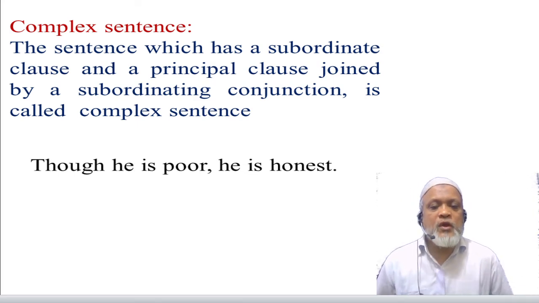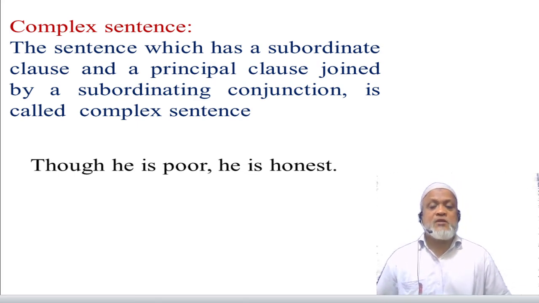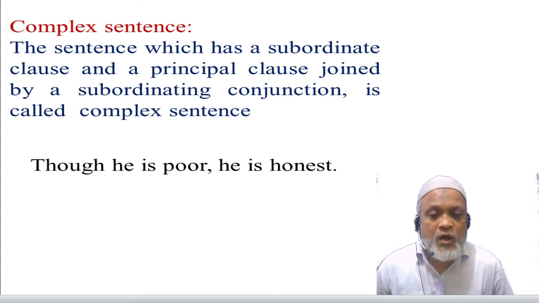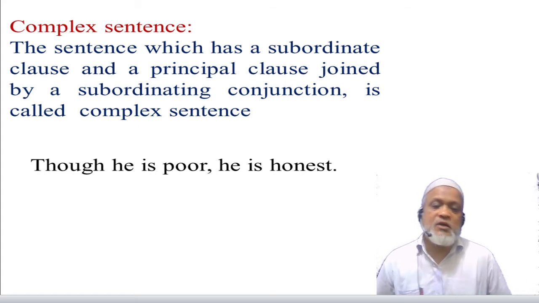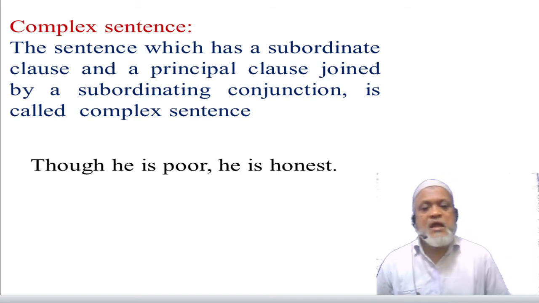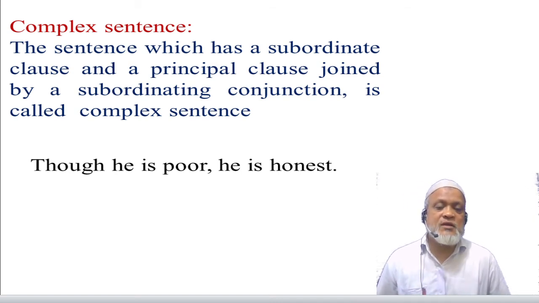Though he is poor, he is honest. Here, though is a conjunction, he is poor is a clause and he is honest is another clause. And though he is poor, this clause is the subordinate clause and he is honest is the principal clause.